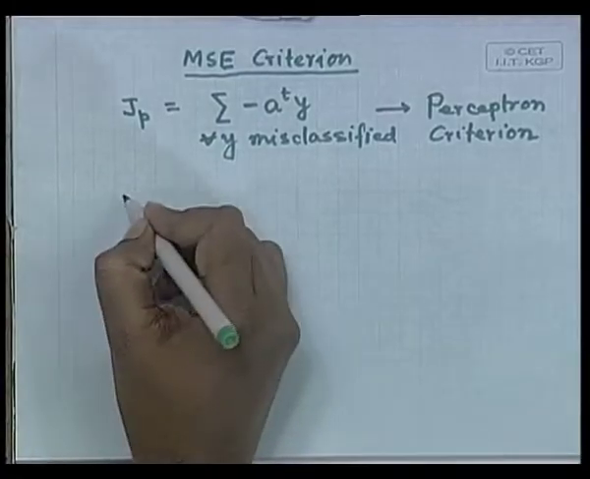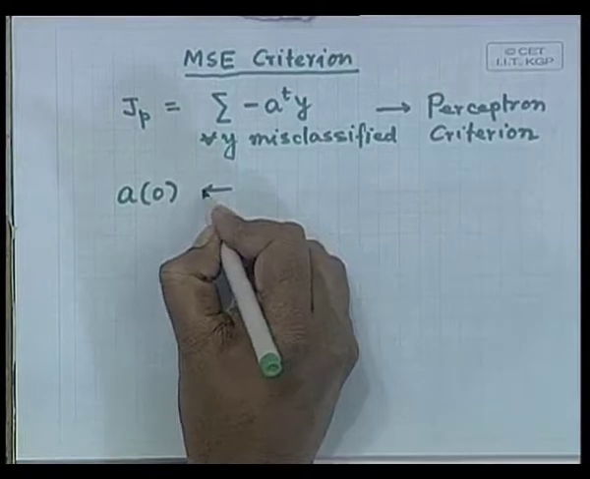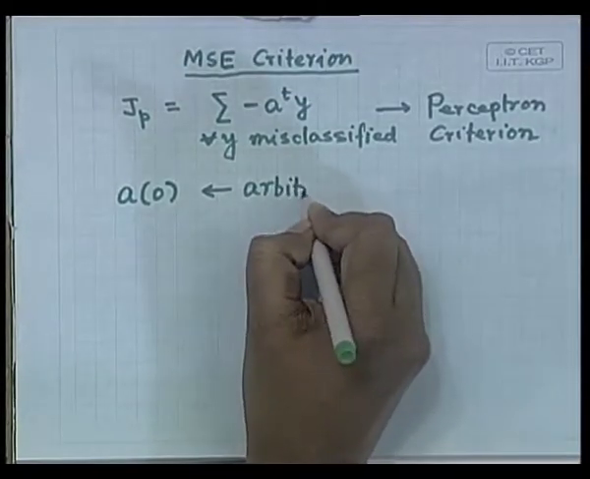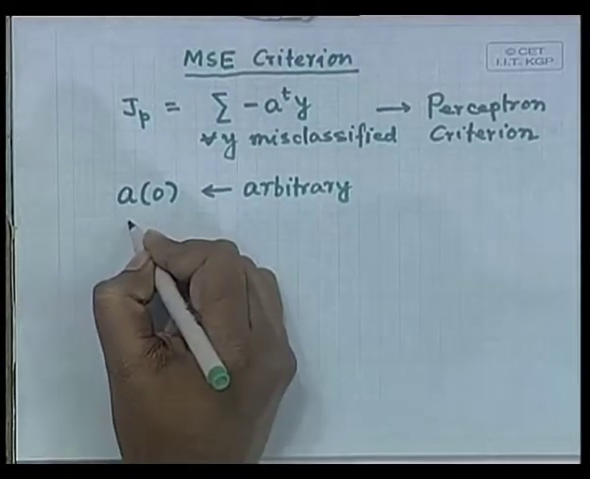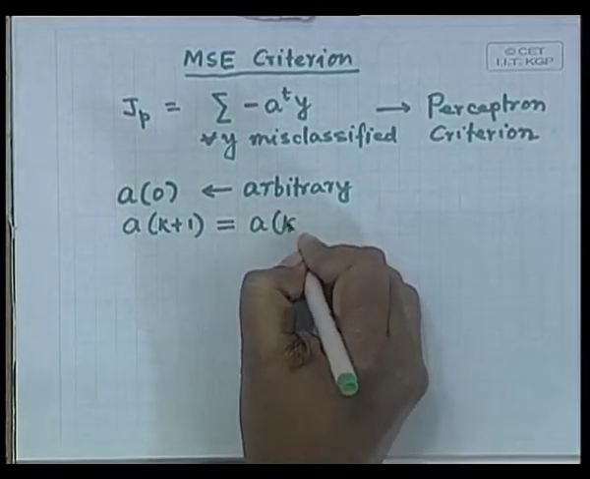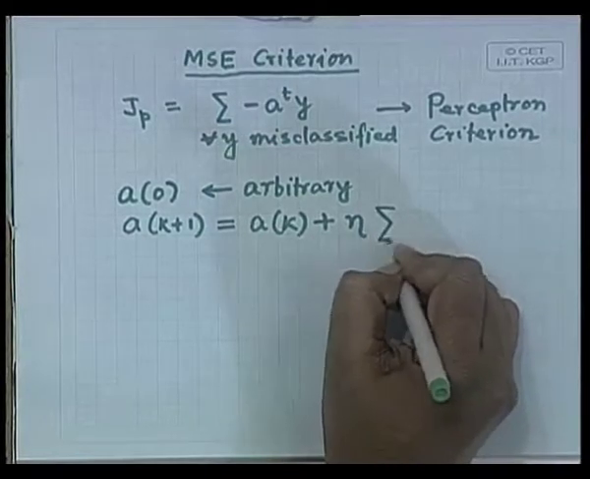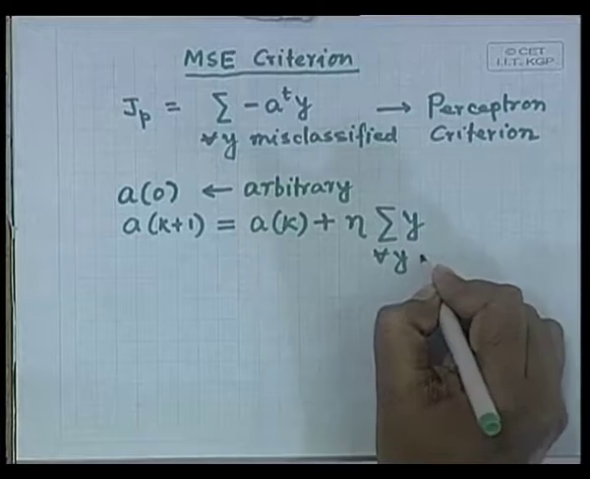Following this, we have taken the gradient of this criteria function J p with respect to A, and then followed the gradient descent procedure to come to the solution of the weight vector A. Accordingly, we had the weight updation rule, or the perceptron algorithm, which was given like this: A 0 was initially selected arbitrarily, and then in every iteration A k plus 1 was obtained from the previous value A k following the gradient descent procedure, and it was simply A k plus eta times summation of y for all y which are misclassified.